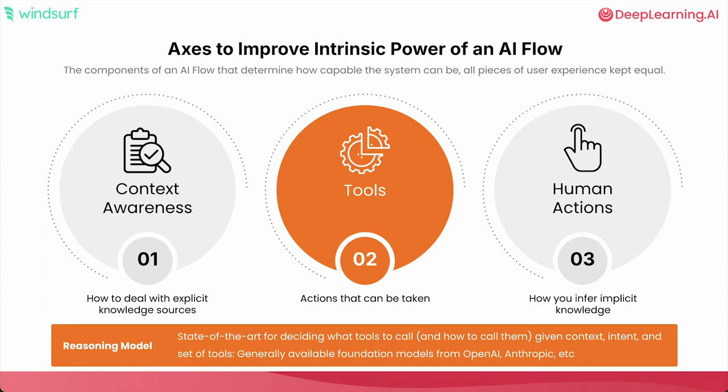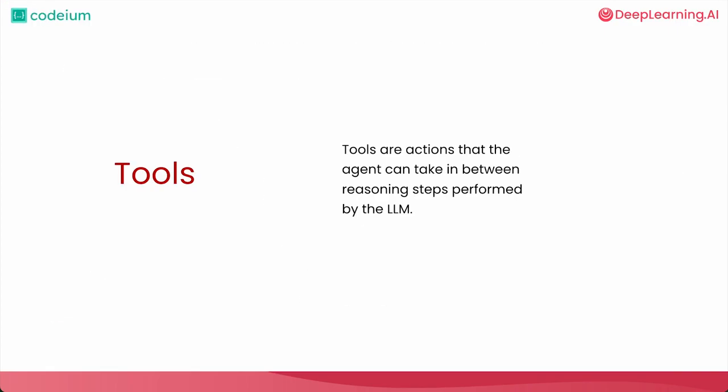So in totality, context awareness, tools, and human actions become the axes on which different agentic experiences differentiate from each other, especially since the reasoning models are relatively the same from tool to tool. Of course, it is also important to talk about the tools a little bit, because the tools are the actions that the agent can take in between the reasoning steps. And if you have higher quality tools, you'll be able to take higher quality actions and therefore get to better results quicker.